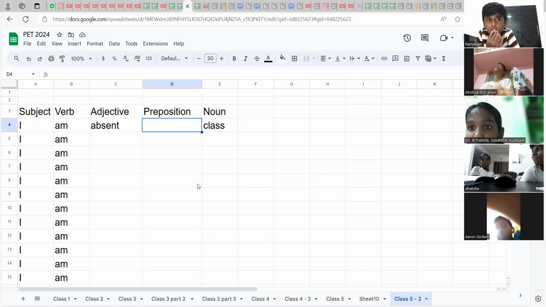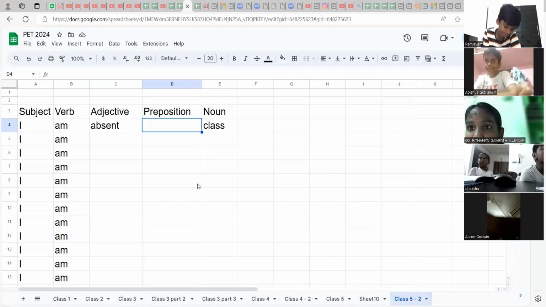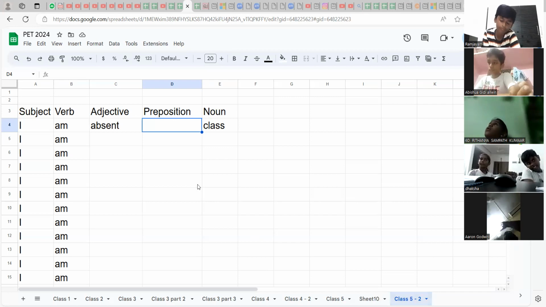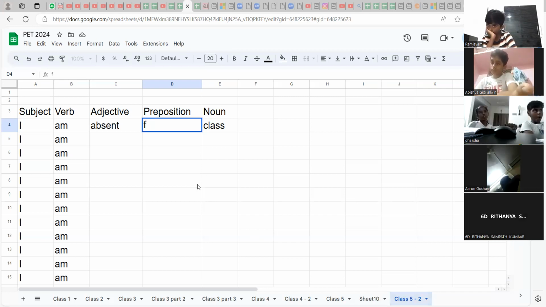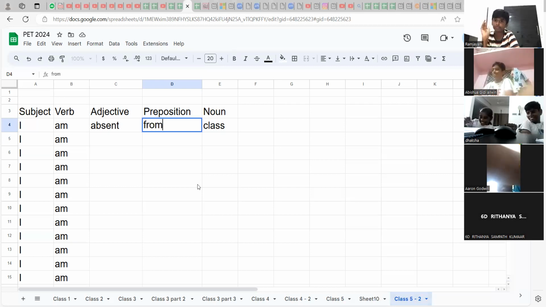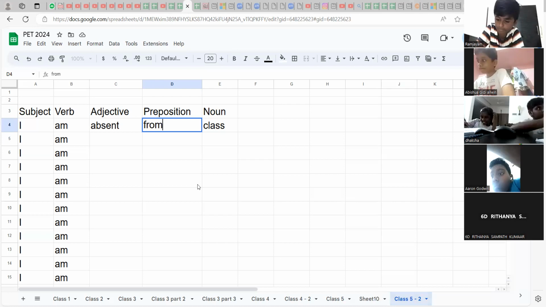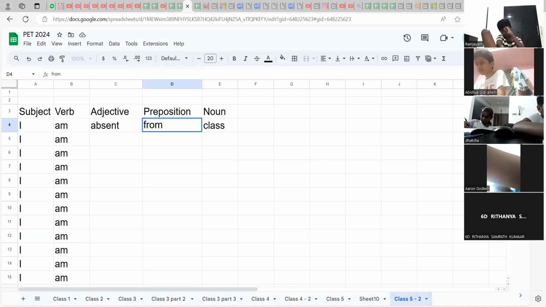For class. Write it down. I'm absent from class. Please write it down. Once you write it, I can move to the next one. In the exam also, you will struggle. You will answer, but there you will forget it. Once you write, read, listen and speak, you will remember it for a long time.